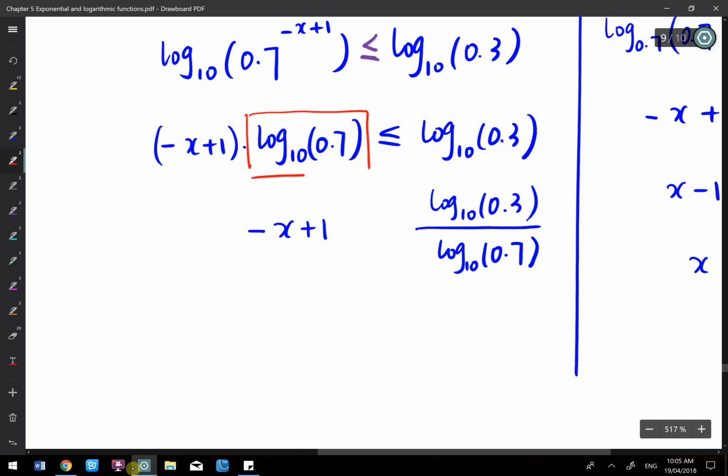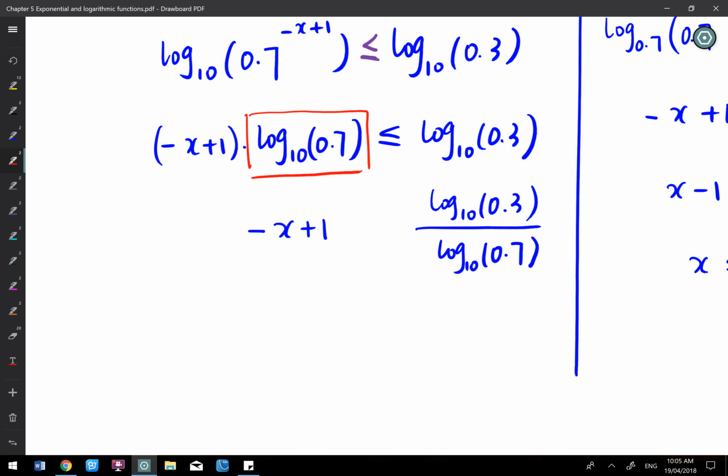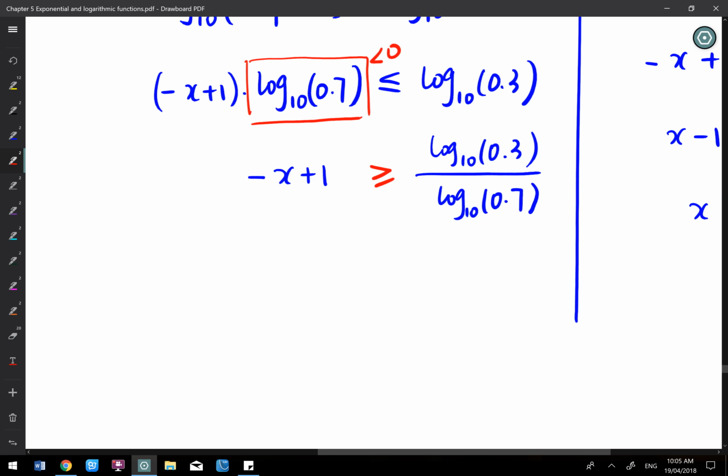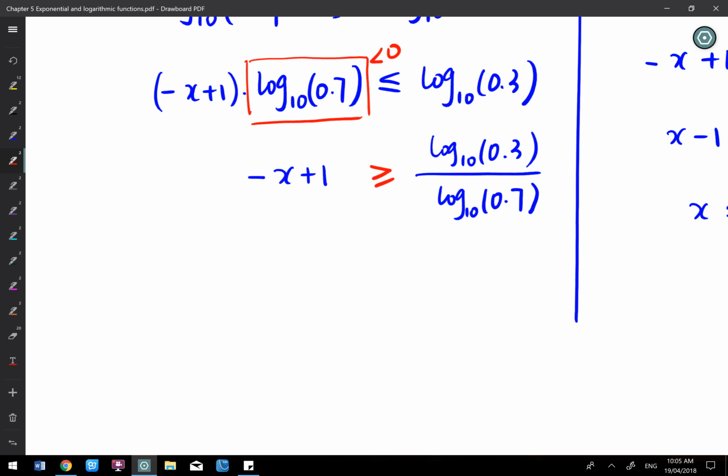We need to be careful with this number. We divide in an inequality. Is this a positive number or negative number? Negative, right? One is greater than 1, the other one is in between 0 and 1, so it's a negative number. So the sign will flip here because it's negative. Most students will get this wrong because they can't see it's negative. It really looks like a positive thing. We divide without any thinking, but it's wrong. The sign will flip here.